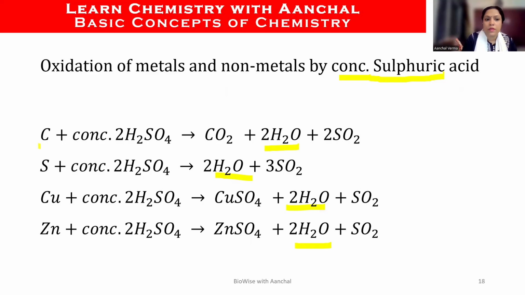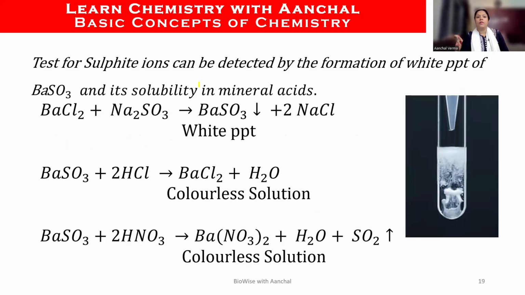So here carbon dioxide plus water plus sulfur dioxide. Here also sulfur dioxide plus water. Then here you have copper sulfate and water and sulfur dioxide, zinc sulfate and water and sulfur dioxide. This is how the oxidation of metals and nonmetals by concentrated sulfuric acid is seen.